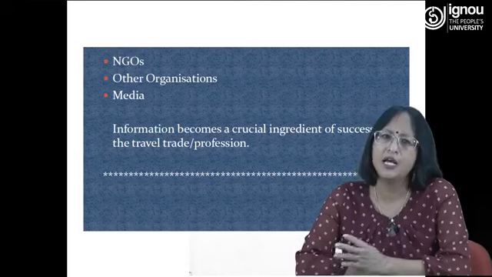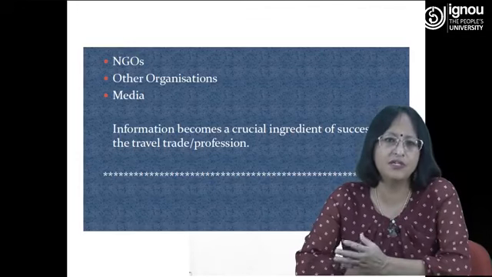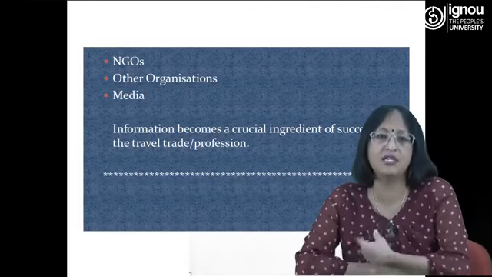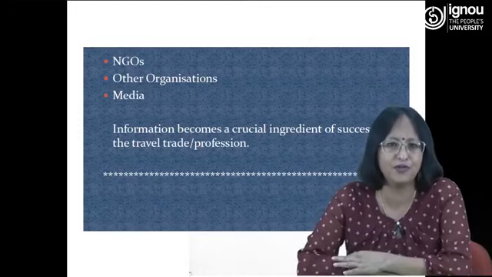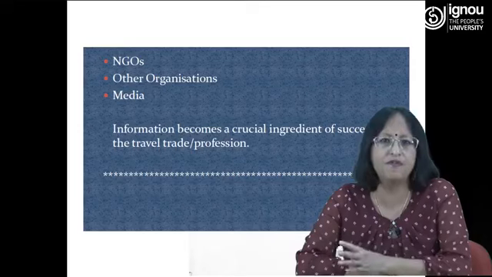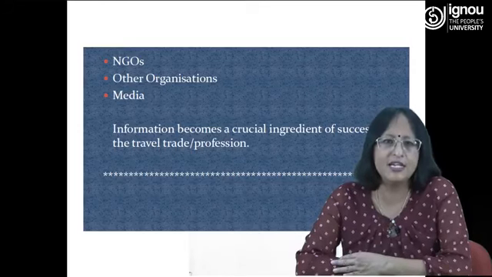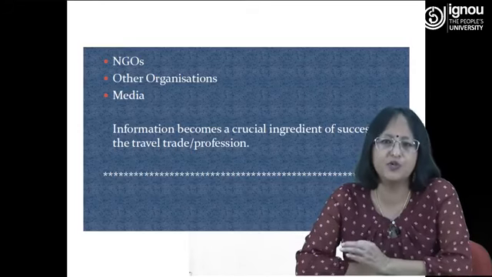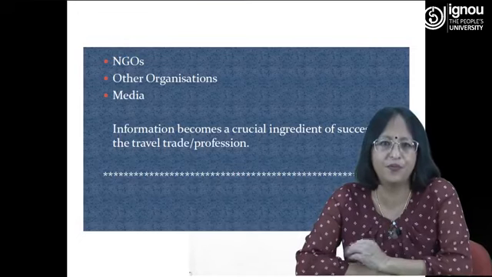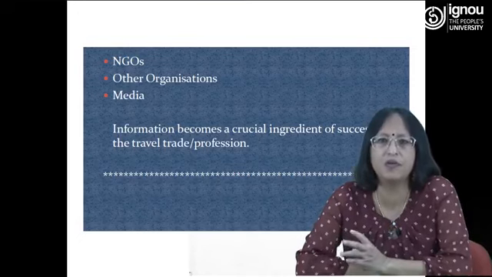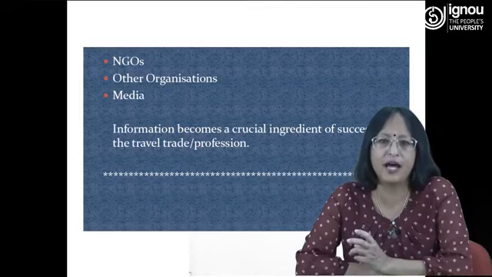Media, as you know, all of us are using social media. In fact, today itself I am delivering this through Facebook. So media is another source of information, a powerful one. So we can say information has become a very crucial ingredient of success in the travel trade and profession, and it is up to each one of us to make sure that we have authentic information.